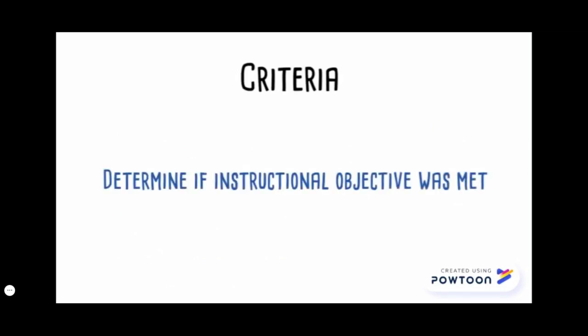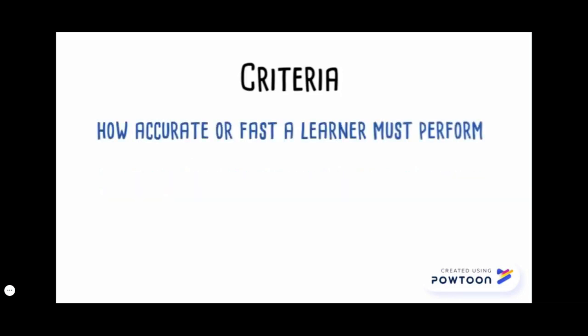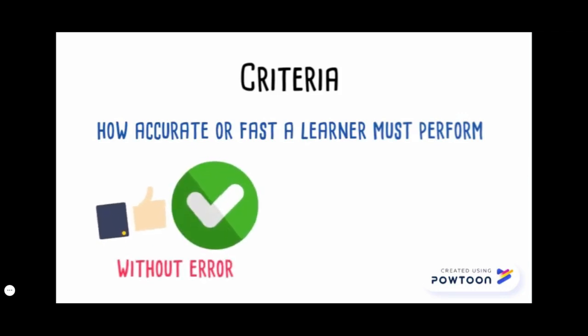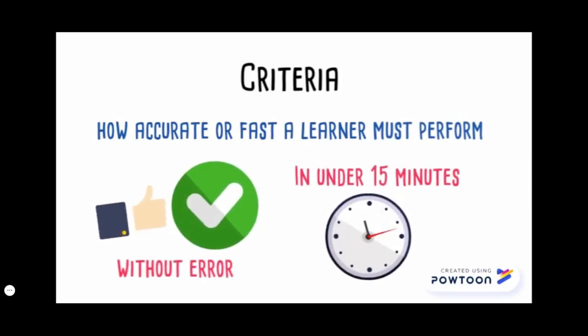The last part is criteria. This part is critical because it enables the instructor to determine if the instructional objective was met. Criteria is measured by the accuracy or speed of the learner. For example, without error or in under 15 minutes.